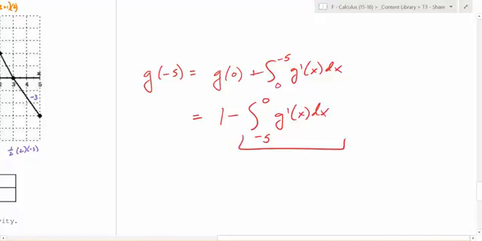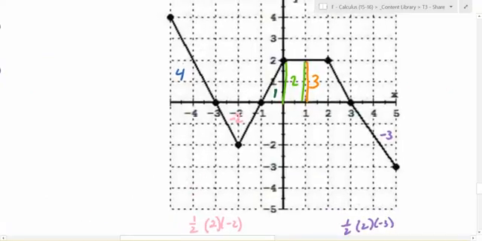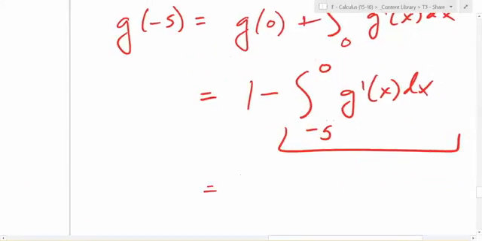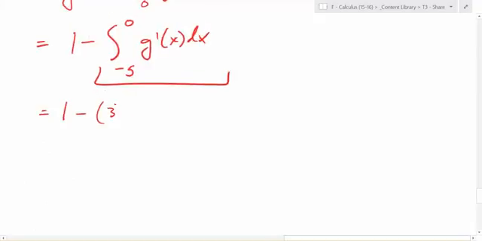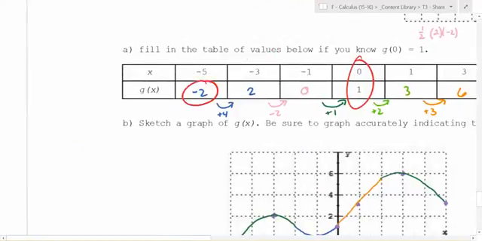So what does this mean? This means the area under the curve from negative 5 to 0. You have to look over here and figure out the overall area. It tells you this is 4, negative 2, and 1. Add those three numbers together, and what do you get? 3. So it's going to be 1 minus 3, which is negative 2.